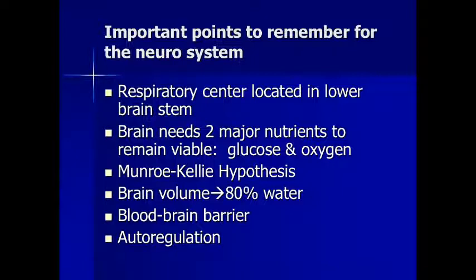The second point is that the brain needs two major nutrients to remain viable. Those are glucose and oxygen. We know that the brain uses 20% of the body's total oxygen consumption, and this is necessary for the metabolism of glucose. We also know that glucose is utilized by the brain at a rate of 60 milligrams per minute, which is about 25% of the body's total glucose consumption.